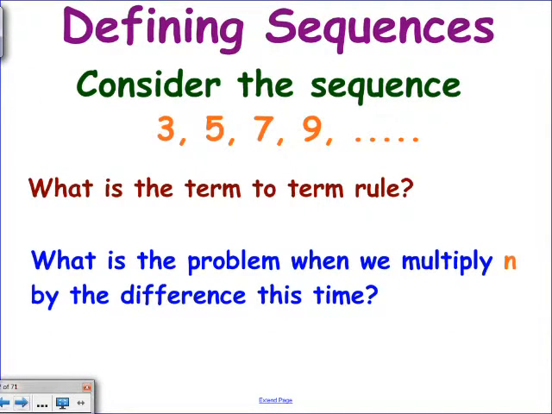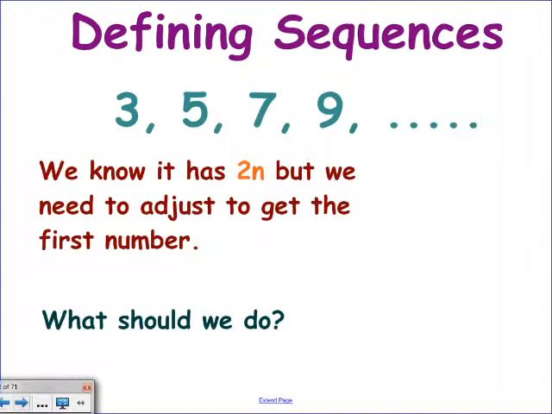Let me show you. We've got a sequence, 3, 5, 7, 9. So what's my term-to-term rule? Good. So it's plus 2. Okay. So if my sequence is plus 2, it means that I've got a sequence definition of 2n. Yeah? Our nth term. Because what we do is that plus 2 we multiply by our position. However, for position number 1, I multiply 2 by 1, I end up with 2. I don't want 2, I want 3. So I have to do an adjustment.